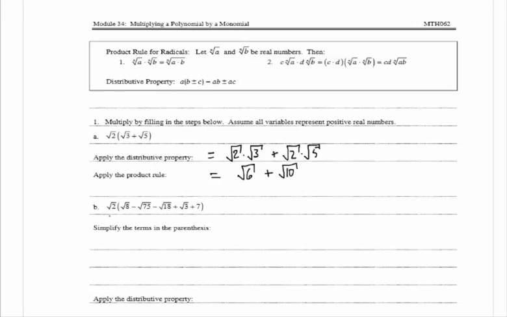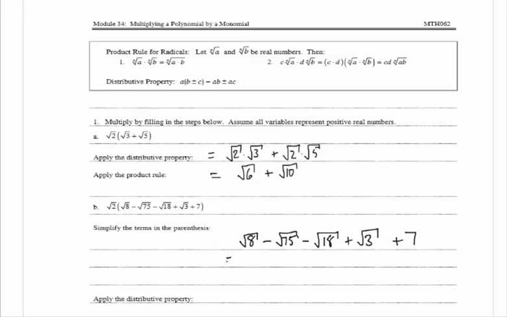In B, we have the square root of 2 times the quantity square root of 8 minus the square root of 75 minus the square root of 18 plus the square root of 3 plus 7. First thing they want us to do is simplify the terms in the parentheses. So we have the square root of 8 minus the square root of 75 minus the square root of 18 plus the square root of 3 plus 7.